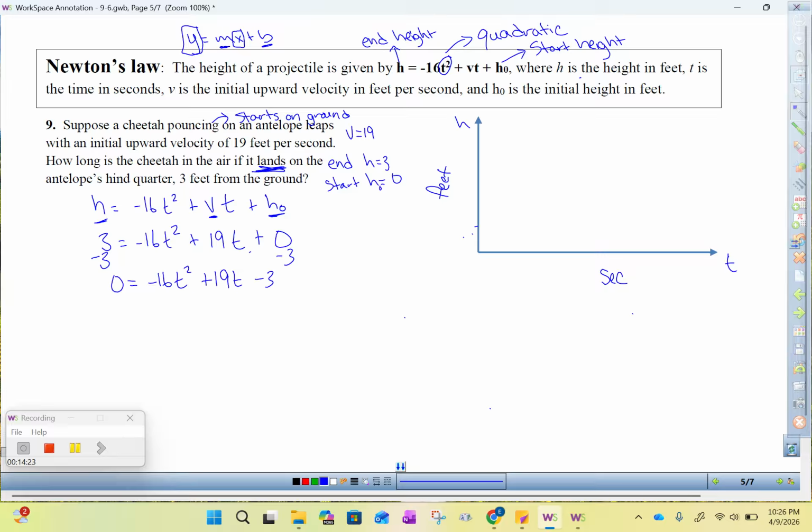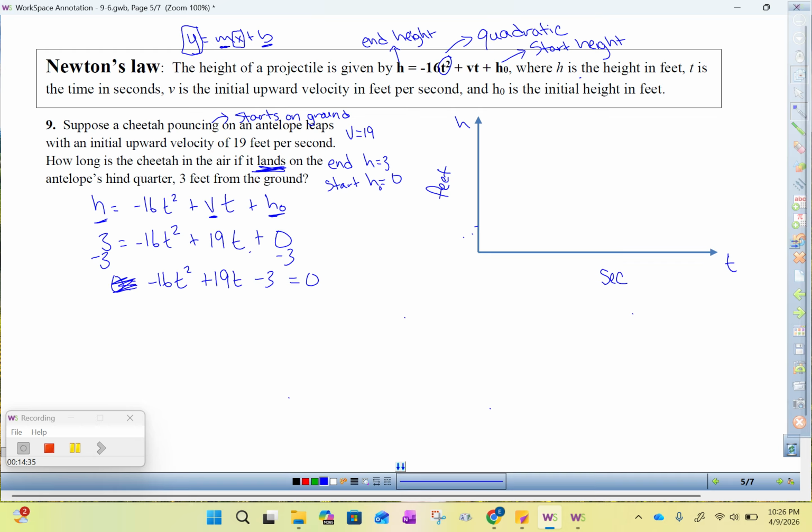We're going to do two things for these special types of Newton's law equations. We're going to move the equal 0 over to the other side, so we can do that here, just get rid of it. And then we're also going to look for a GCF.